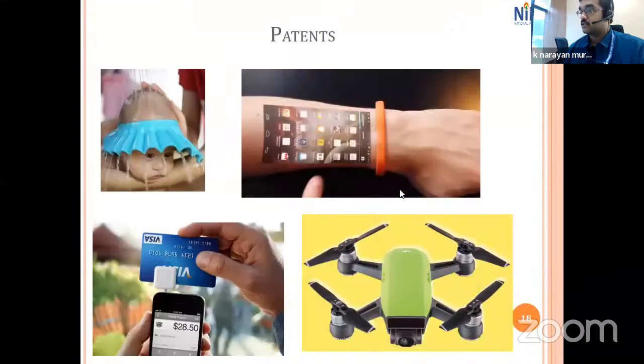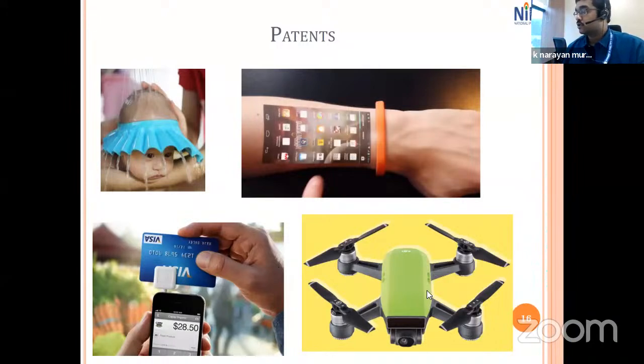These are some of the inventions. This is a shower cap where the water gets diverted from the eyes of the baby, and this is a wristband where the mobile screen is projected onto the hand. And this is a card reading device where you need not enter all those details, the 16-digit number, expiry date, nothing. Just swipe it and all the card details get captured.